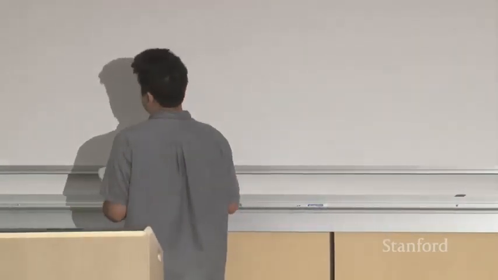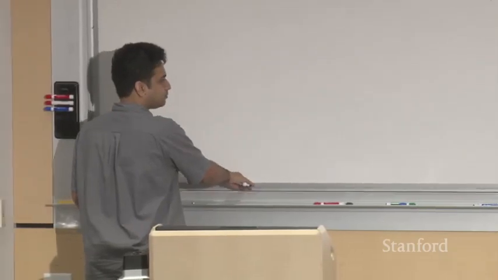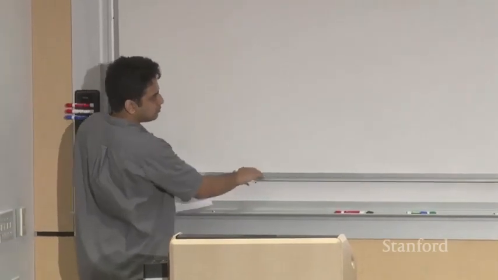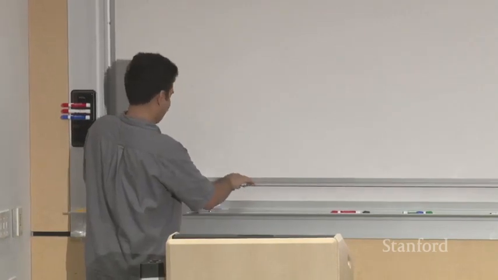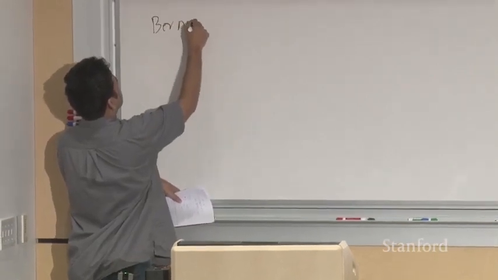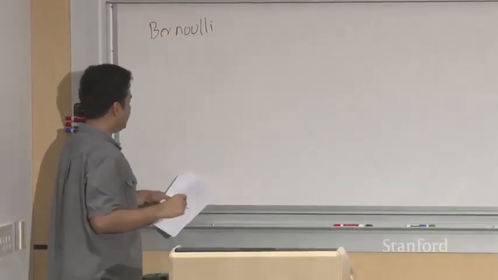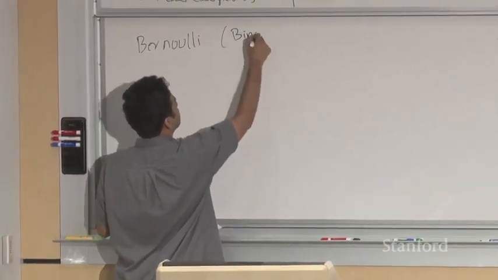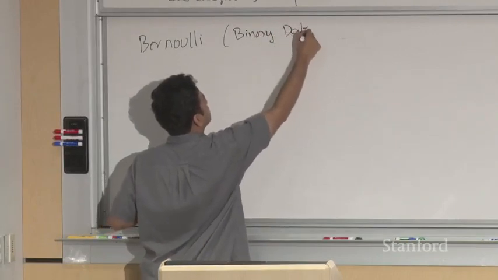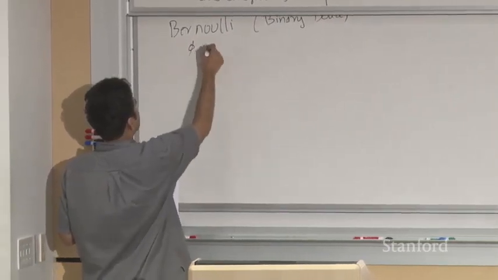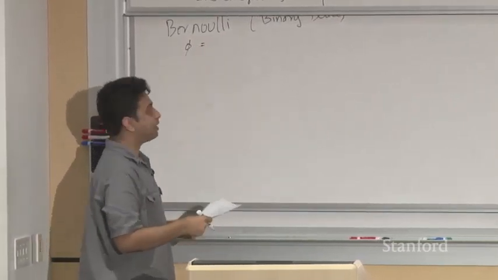So let's do it for a couple of examples. A Bernoulli distribution is one used to model binary data, and it has a parameter, let's call it phi, which is the probability of the event happening or not.